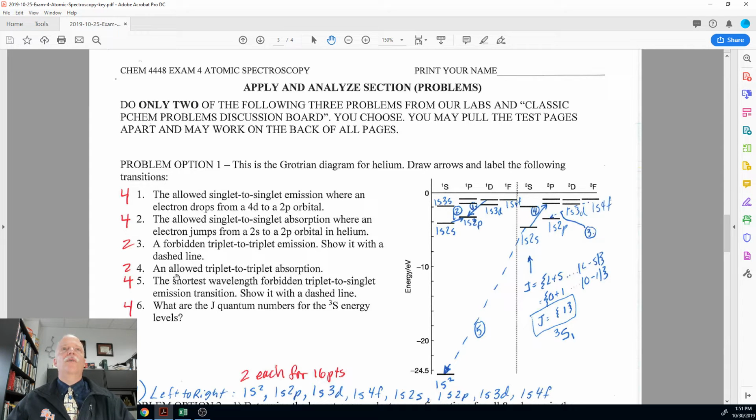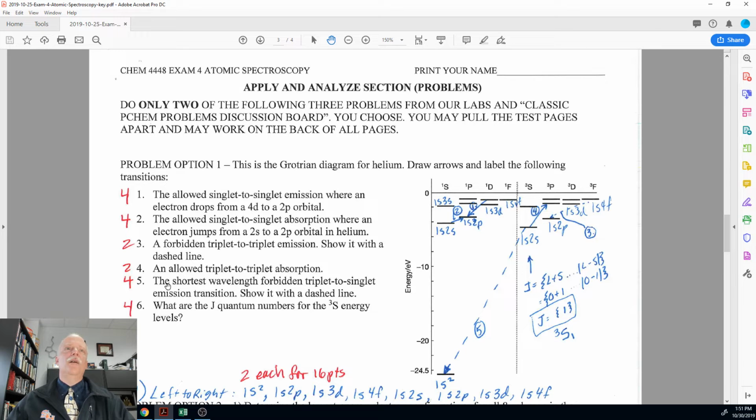Then number 4, we want an allowed triplet to triplet absorption. I don't specify which one, so I just grabbed these 2 levels. We're jumping 1 column to the right. So we're going from the 1s2s triplet to the 1s3p. So this is the 2p. The 1s3p triplet. And so that would be an allowed triplet to triplet absorption.